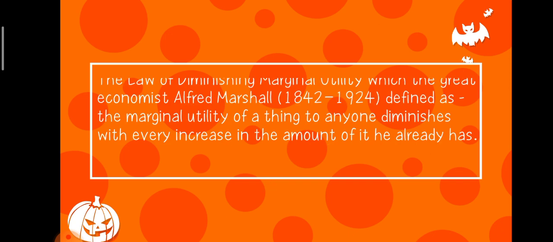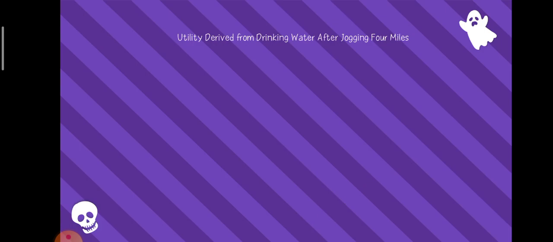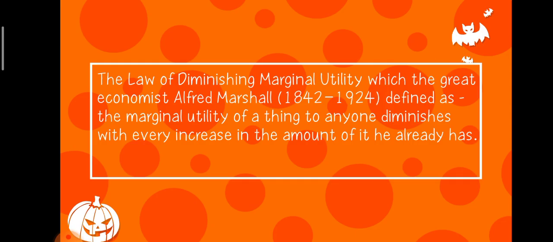Okay, so this is how Alfred Marshall has defined the law of diminishing marginal utility. Okay, he said that the marginal utility of a thing to anyone diminishes with every increase in the amount of it he already has. That is because, as I have said before, in every increase of consumption of a good or service, our satisfaction lessens. So, magtikaubos na atong satisfaction because we are already satisfied.